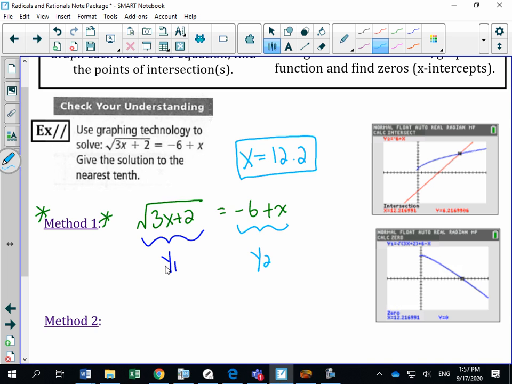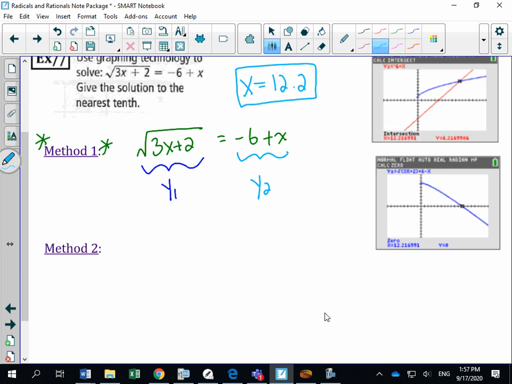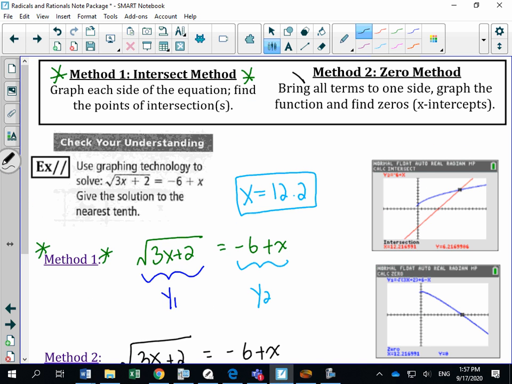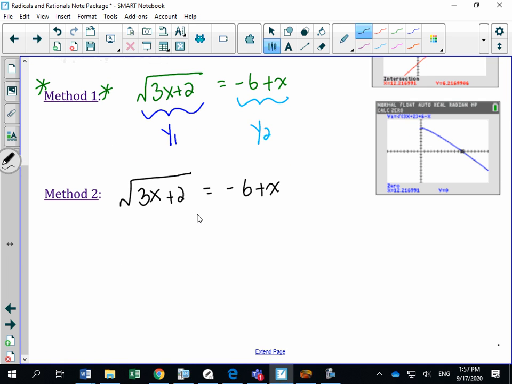Okay, the second method is as follows. You take the equation that you were given, the square root of 3x plus 2 is equal to negative 6 plus x. For method 2, we're going to do the 0 method. Essentially, we're going to do what we did in the previous question, where we bring everything to one side of the equal sign, and then we're just going to graph a y1. I'm going to keep the radical where it is, add 6, and subtract the x. So I'm going to bring the 6 to the left and the x to the left.